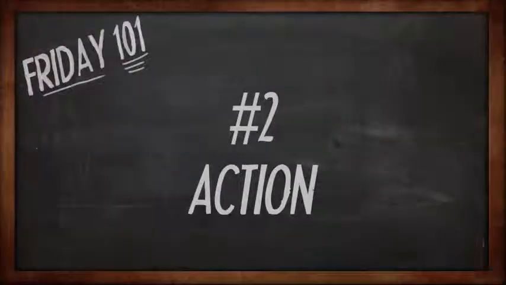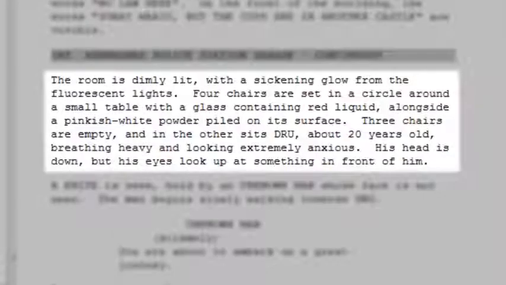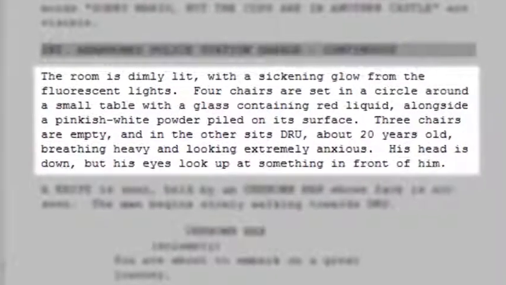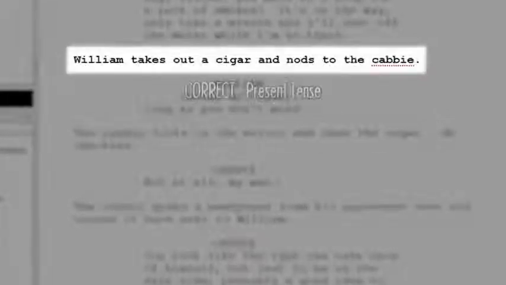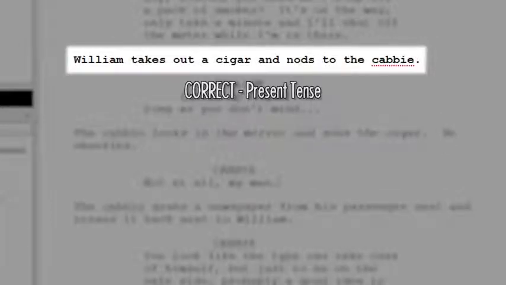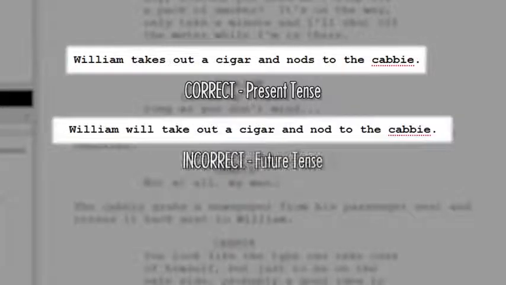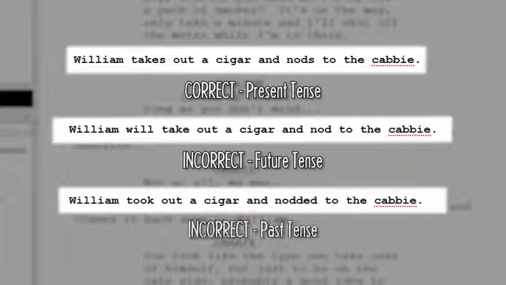Now for the action, where you write out the description of what is happening on screen, who people are, etc. This is the most straightforward part of the screenplay writing-wise, but there are a few little things to know. First, always write in the present tense. This line later in my script, William takes out a cigar and nods to the cabbie, would never be William will take out the cigar or William took out a cigar. Those just sound silly anyway.